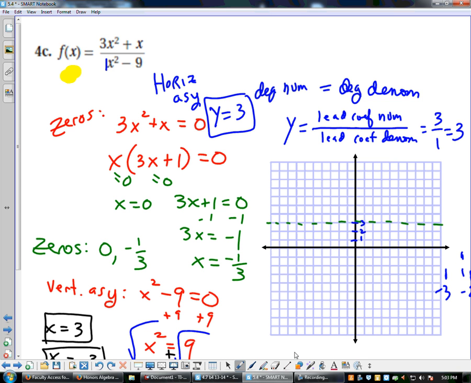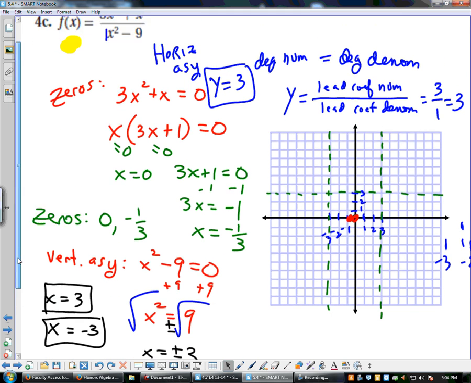So if I go 1, 2, 3, -1, -2, -3. So I'm going to have vertical asymptotes here at x equals -3 and here at x equals +3, and I do see that I have zeros at 0, right here, and at -1/3. They're right next to each other, so it's kind of an interesting graph. Again, you'd want to pull up a table and plot a few points and see what happens in this.